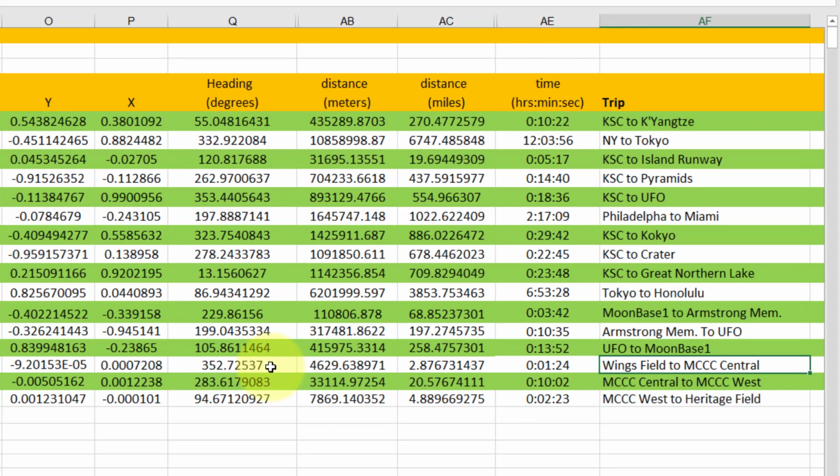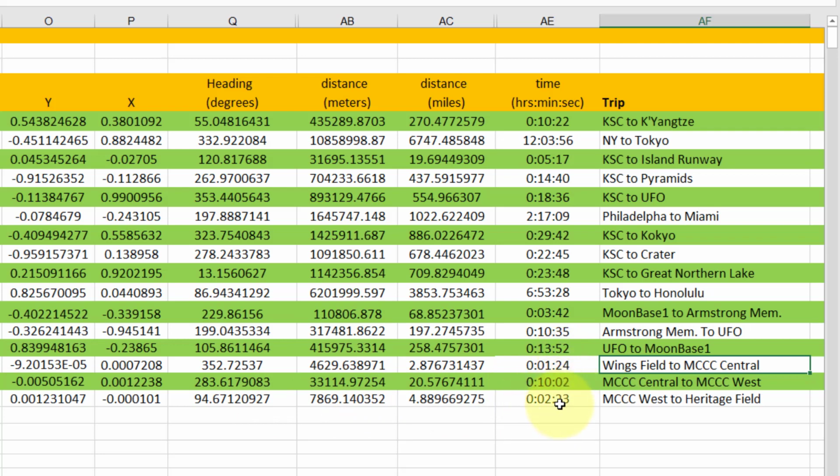And then we turn west, 284 degrees, but that's the true heading. And then about 95 degrees, it's pretty nearly east, but a little south of east, coming back a little more than 90 degrees, so a little bit south. Coming back from the West Campus toward Heritage Field.